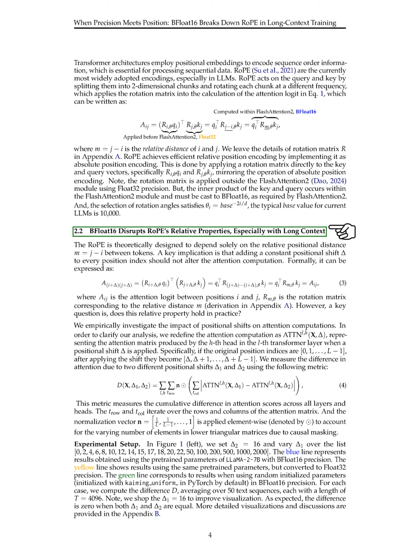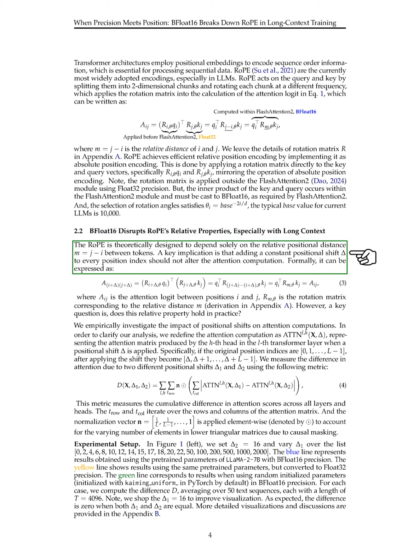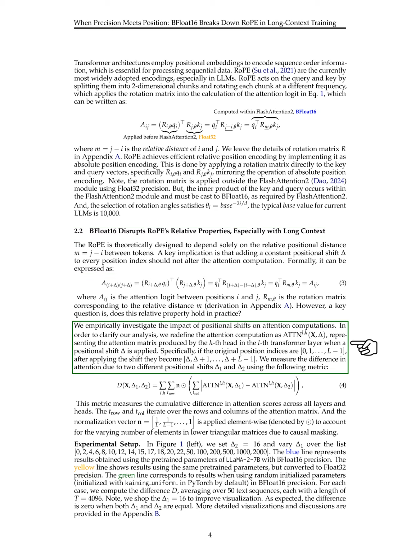We then address how BFloat16 precision disrupts RoPE's relative properties, particularly with longer contexts. Theoretically, RoPE should not be affected by adding a constant positional shift to every index, but we investigate whether this holds true in practice. We redefine the attention computation to analyze the effects of positional shifts and measure the differences in attention scores across various layers and heads.